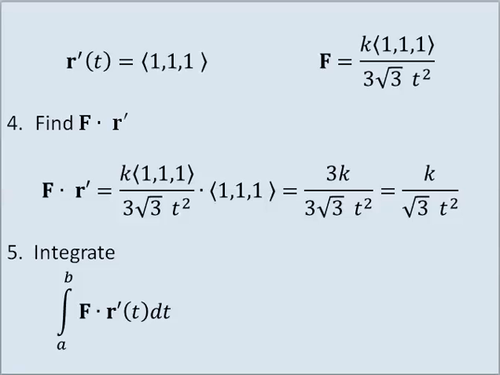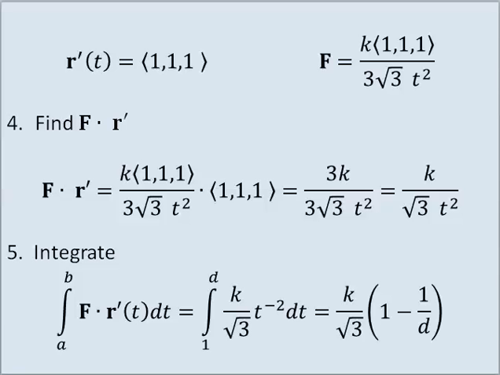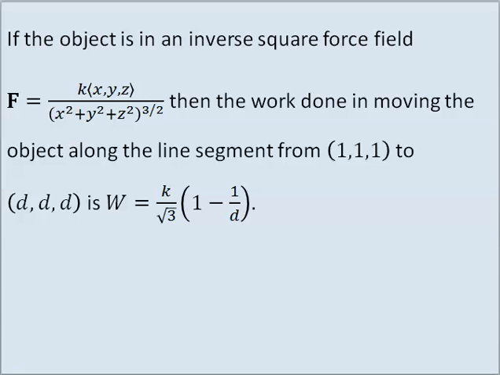Integrating, we get this expression. If the object is in an inverse square force field, then the work done in moving the object along the line segment from (1, 1, 1) to (d, d, d) is k divided by radical 3 times (1 minus 1 over d).